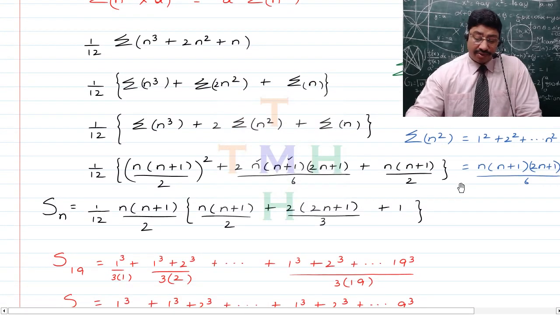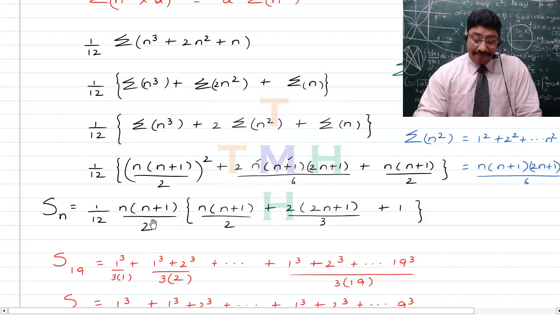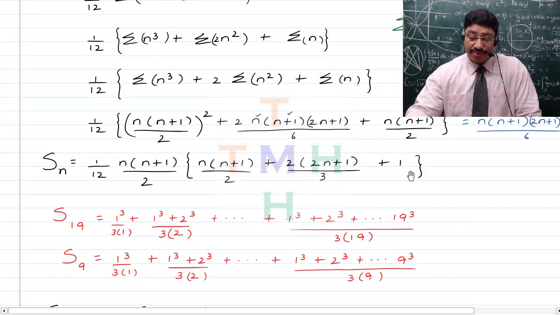And further here what we do is we now have this where we can take n times n plus 1 upon 2 common outside, and inside you'll be left with n times n plus 1 upon 2. Here when n times n plus 1 upon 2 is taken outside, you'll be left with 2 times 2n plus 1 upon 3, and here all would have gone outside. As such, one which is the multiplicative identity will be left out.